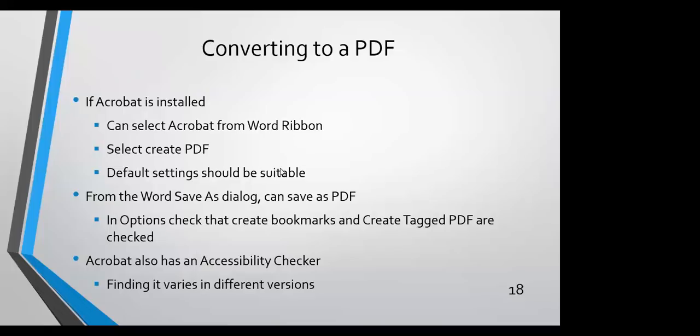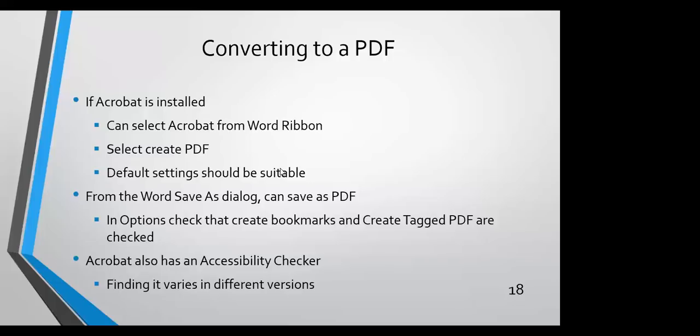If Acrobat is installed, which it is on my computer, you can select the Acrobat tab from the ribbon, select Create PDF, and the default settings will usually suffice. From the Word Save As dialog, you can also create the PDF. And that's these days my preferred way of doing it.